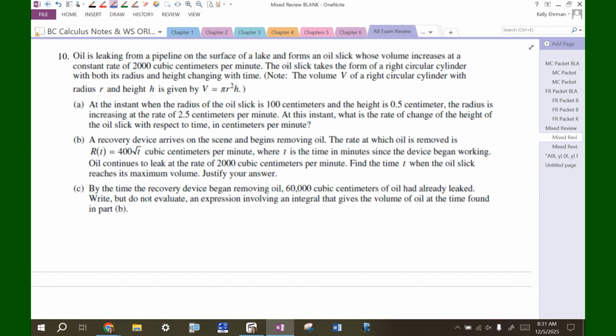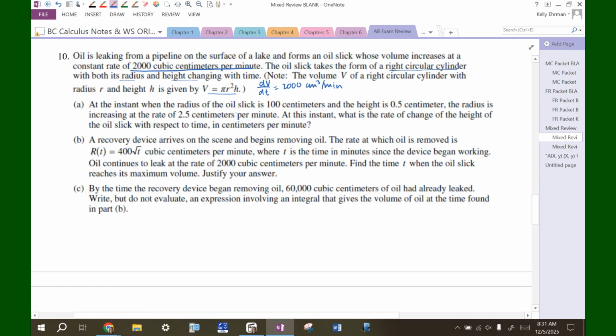Okay, this one, we have another free response question here. Oil is leaking from a pipeline on the surface of a lake and forms an oil slick whose volume increases at a constant rate of this. So I know dV dt is positive 2,000 cubic centimeters per minute. The oil slick takes the form of a right circular cylinder with both its radius and height changing over time, and they give us that formula.